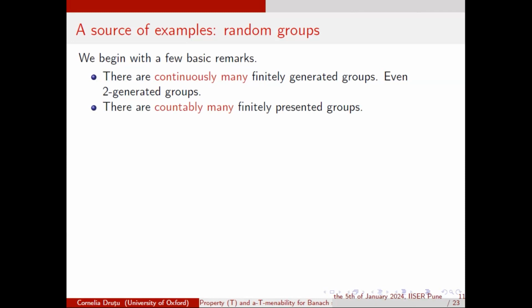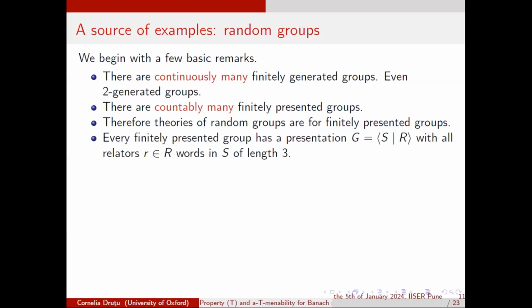There are, of course, random group models in this setting as well, introduced by Gromov, but few results are known in that case. So that's what we were looking at, only finitely presented groups. Then another thing, pretty obvious, is that if a group has a finite presentation, then it has a presentation in which all the relators have length 3. Provided that we add enough generators, we can always make sure that all the relators have length 3. So essentially, in our model, we are going to look at groups with a finite presentation in which all the relators have length 3.